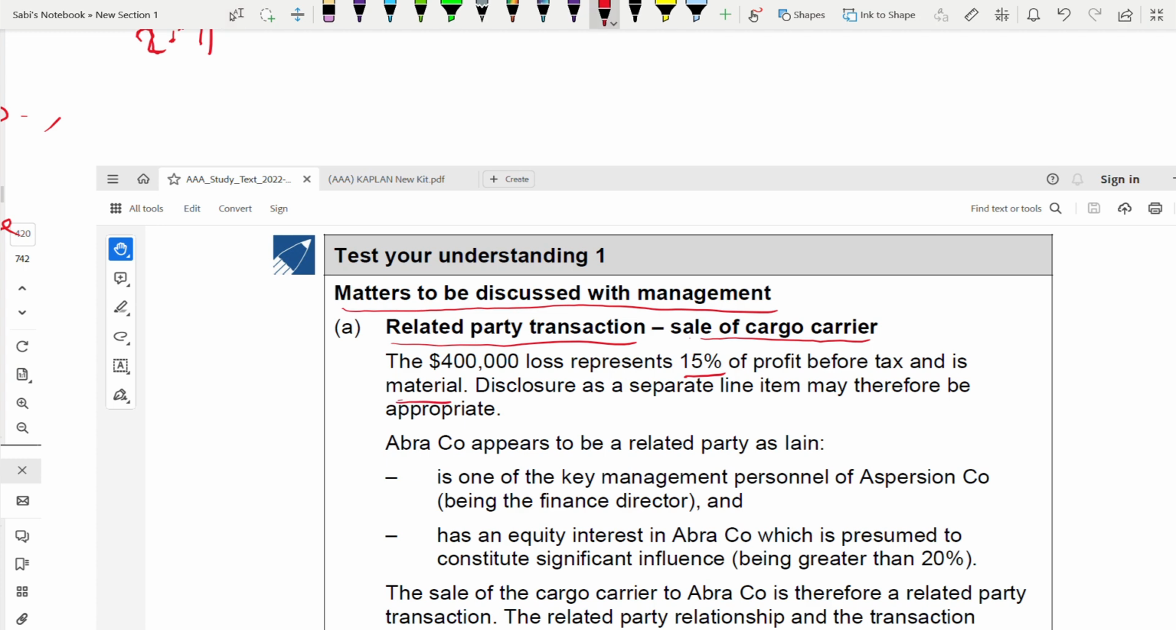Because it is material, next what should you write? Disclosure is required. Because it's material, disclosure as a separate line item is appropriate. This is how you start answering. First start with materiality, then if it's material, you disclose. If it's not material, even if you don't disclose, it's fine. But in some cases, even if it's not material, you need to disclose. There are exceptional cases, which we'll go through later, because it is required by law or by nature. Even if in terms of quantitative threshold like numbers it's not material, but maybe the nature is material or it is required by law, then you need to disclose.